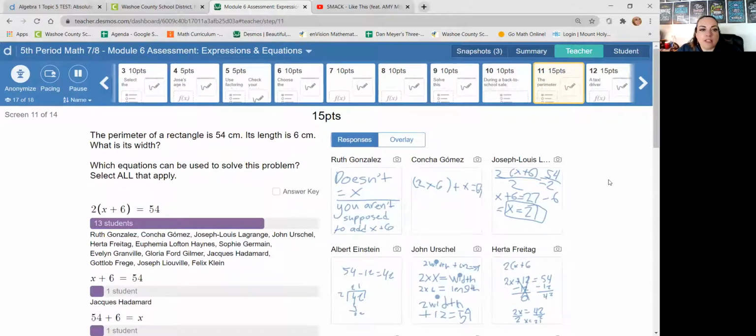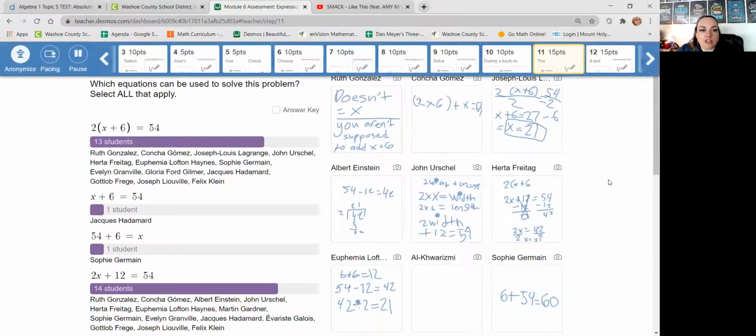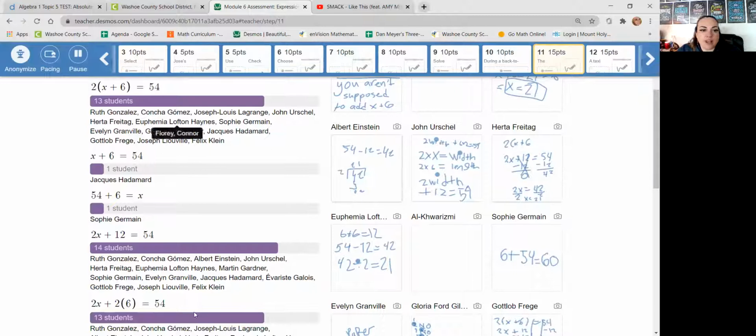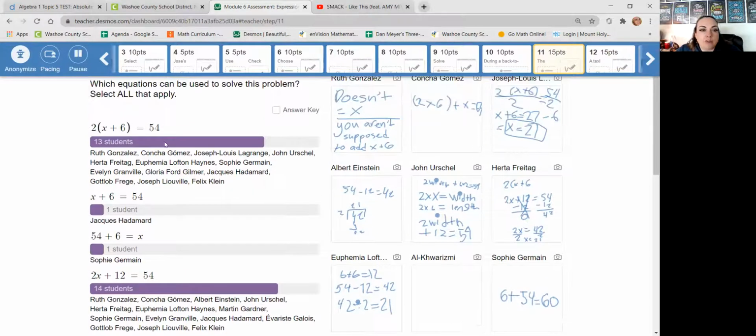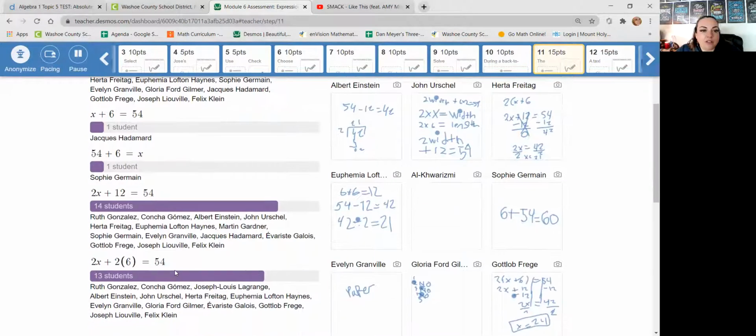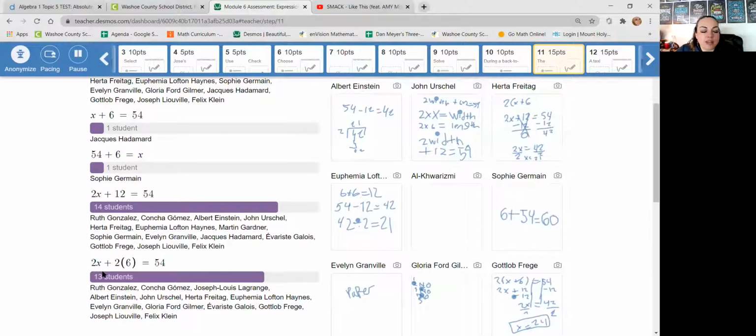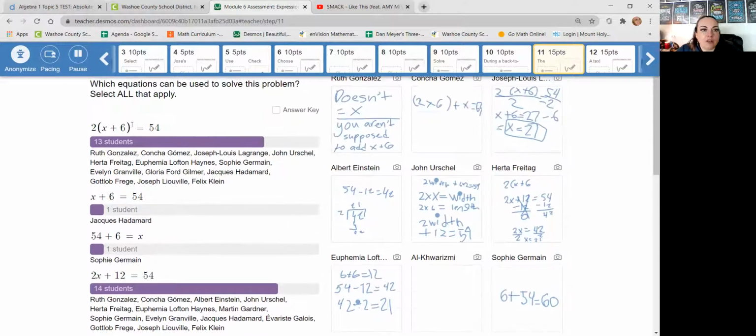This one, there were 3 correct choices. It was the first one and the last 2. These were all ways that you could have used to find the perimeter, not the perimeter, the width of the rectangle. The perimeter is 54. You have 2 lengths, 2 widths. You knew the length, so that was just filled in.